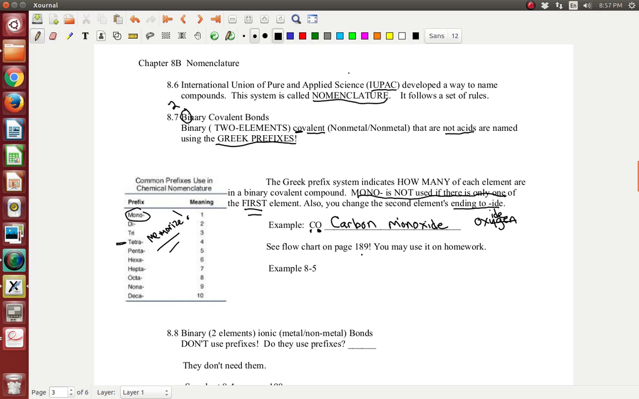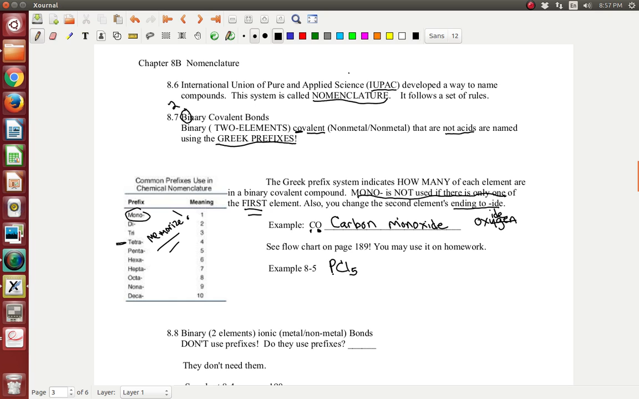Okay, now we're going to do example 8-5. This flow chart is on page 189. You can use it if you want to, but we talk through it a lot. Every single time, I'll talk you through the process. So 8-5 tells me to name this compound right here, PCl5. And this one is super easy.